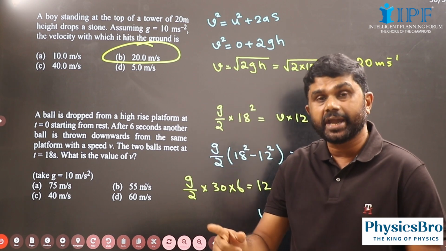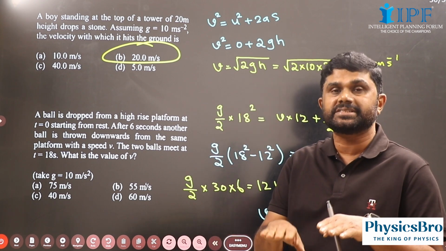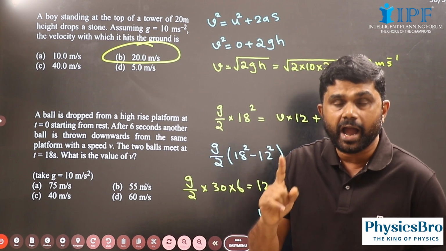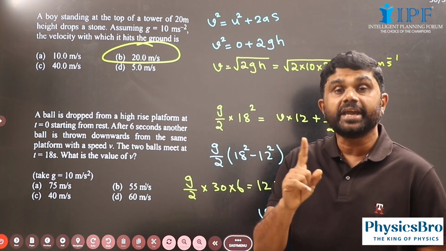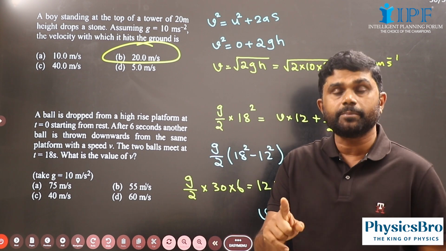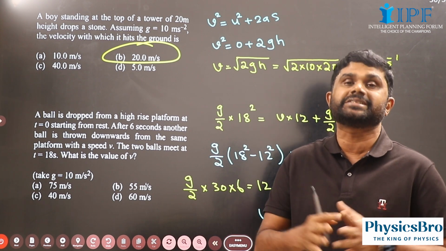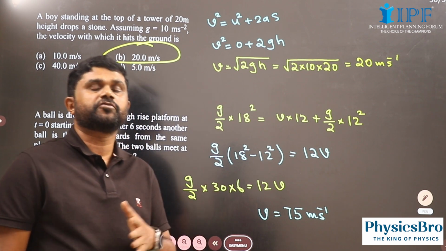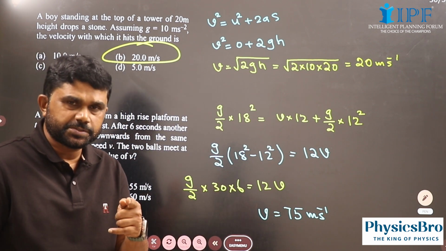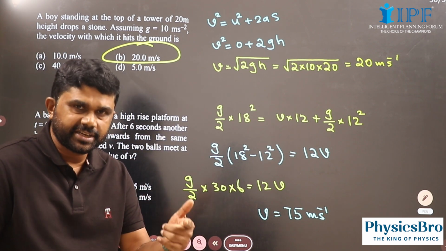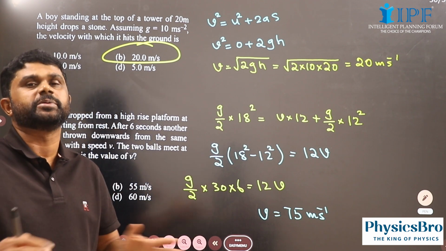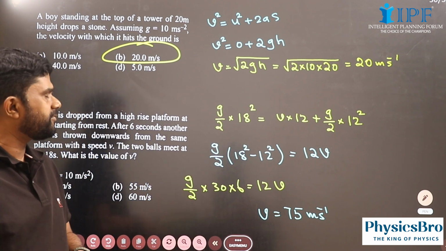Okay, when t equal to 18 seconds, they meet, means their displacement will be the same. So the first ball must have travelled for 18 seconds, while the second ball has travelled only for 12 seconds. So the displacement of the first ball after 18 seconds and displacement of the second ball after 12 seconds will be the same. Okay, that displacement we have to equate.